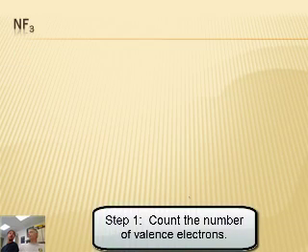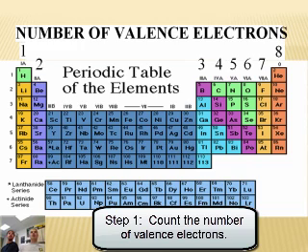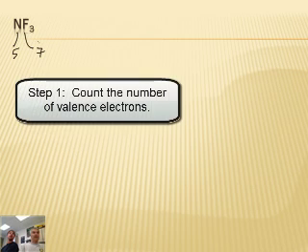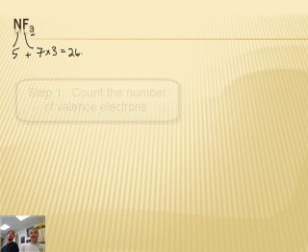How about NF3? Nitrogen trifluoride. Now, nitrogen is here, and fluorine is here. Nitrogen has 5 and fluorine has 7. So I'm going to write that 5 here, and this will be 7, but there's times 3, so that means times 3. That's 21 plus 5, 26. Now, that's a lot more than 8.